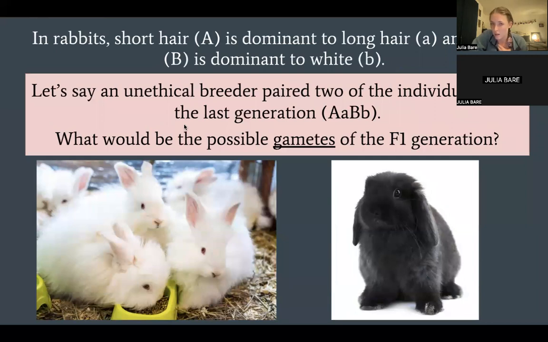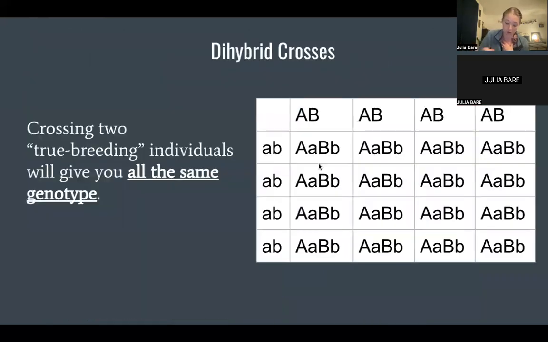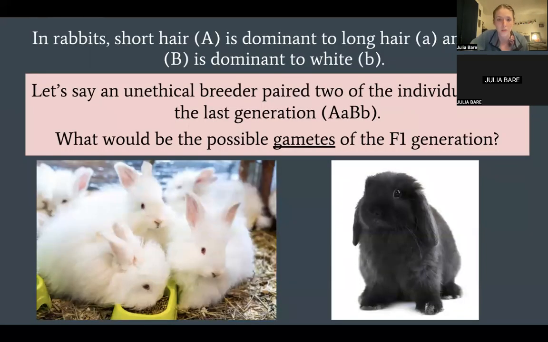So let's say that an unethical breeder, remember, unethical being they are willing to pair very closely related rabbits together, paired two of the individuals from the last generation. So if we go back to this graph right here, this would be the F1 generation, okay? The F1 generation of rabbits versus the parent generation of rabbits.